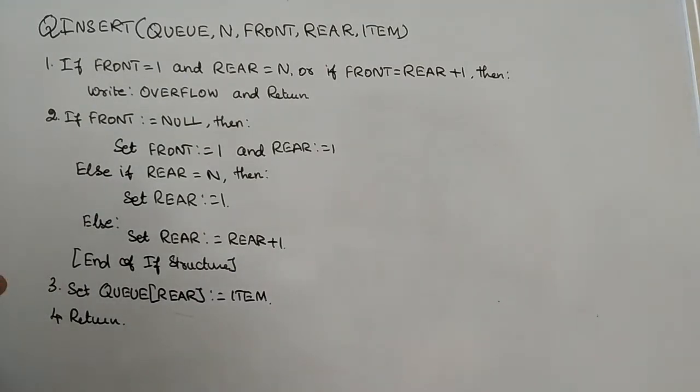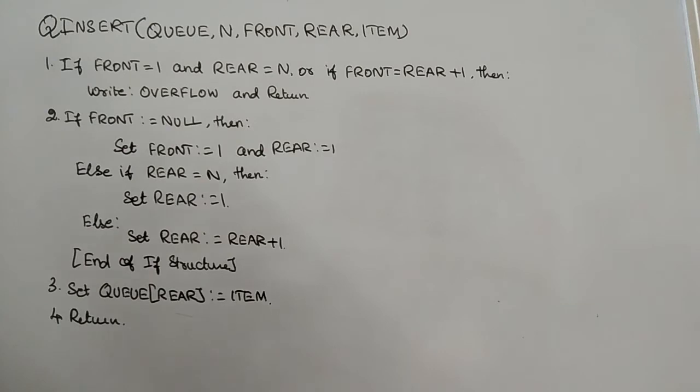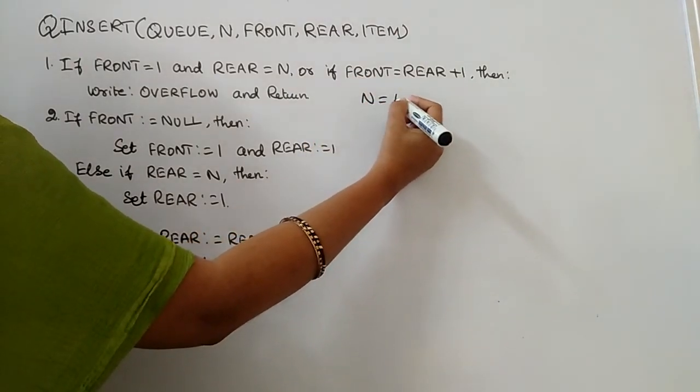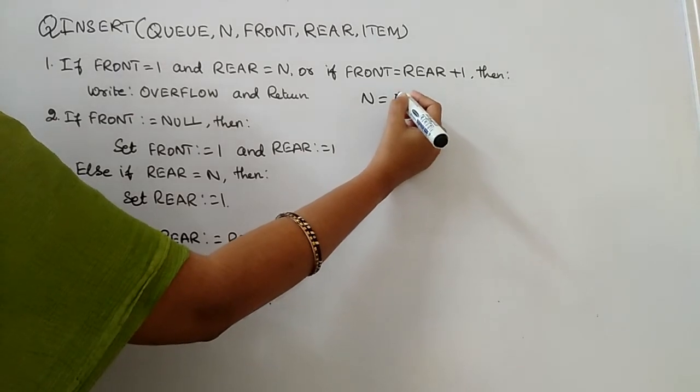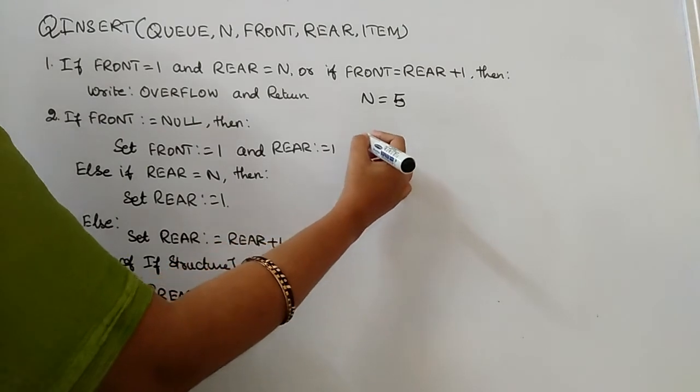Whenever we are going to do the insertion operation, at first we should check whether there is an empty space to insert an element into the queue. So what's the condition? At first we have to check whether the queue is already filled or not. Just for an example, the maximum size of the queue here I have taken as 5.